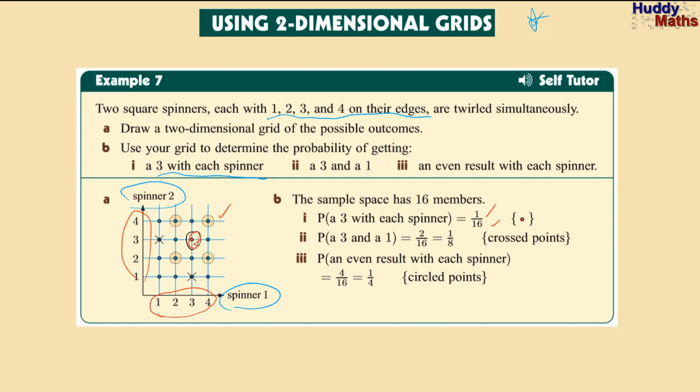A 3 and a 1. Well, we could have a 3 on spinner 2 and a 1 on spinner 1. We could have a 3 on spinner 1, there it is, and a 1 on spinner 2. So there's 2 chances out of 16.